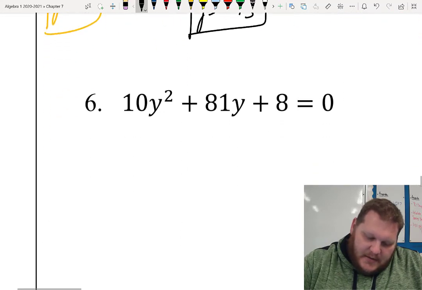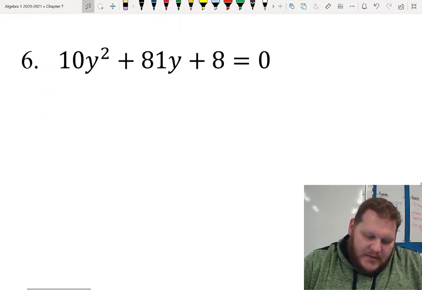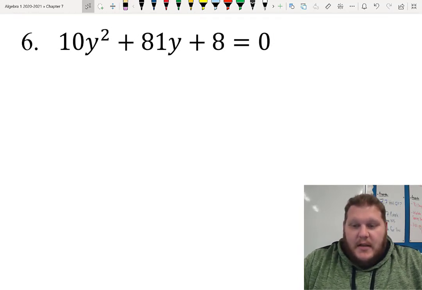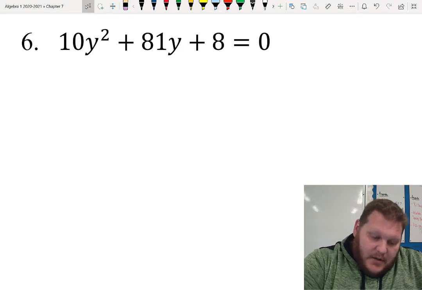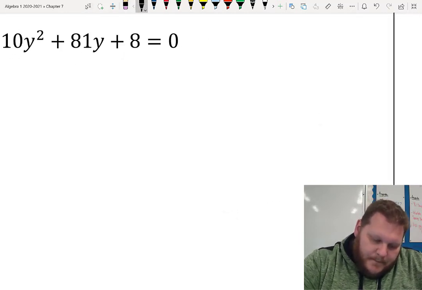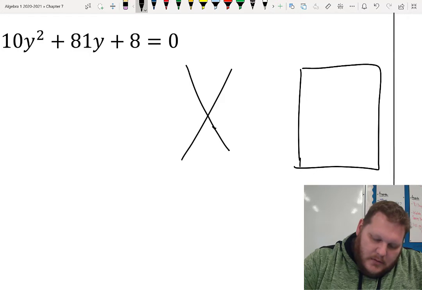For number 6, next one here. I really wish that wasn't an 81. I wish it was like an 80, because then we'd have some GCFs happening here. But in this case, there is not. There is no GCF. So we're going to go ahead to X box factoring. We've got our X. Let's make it a little bit bigger. X. We've got our box.